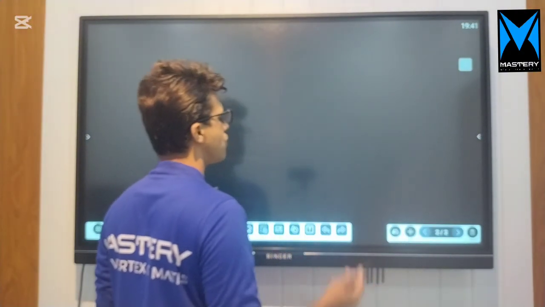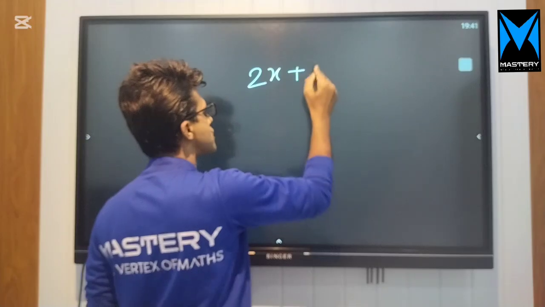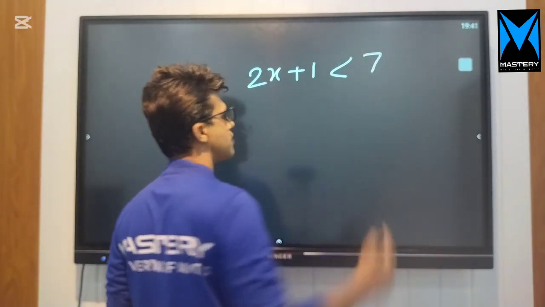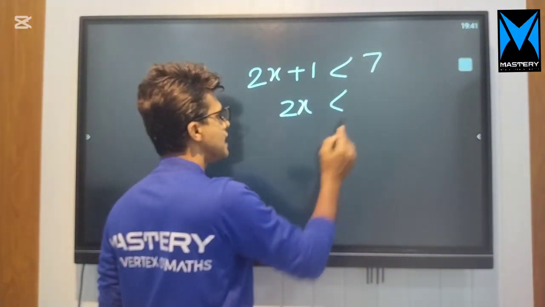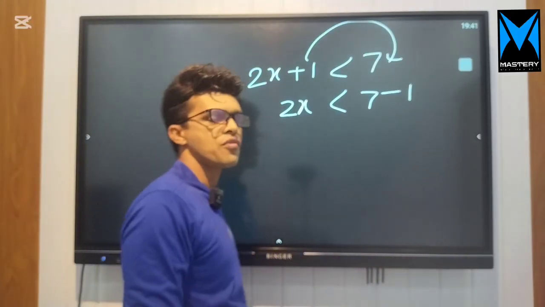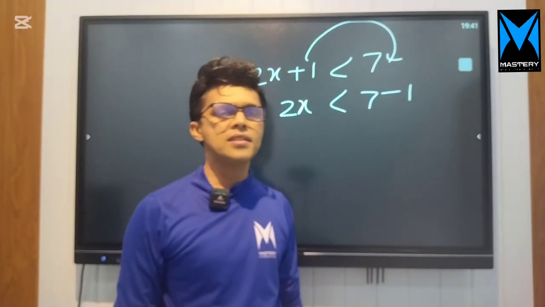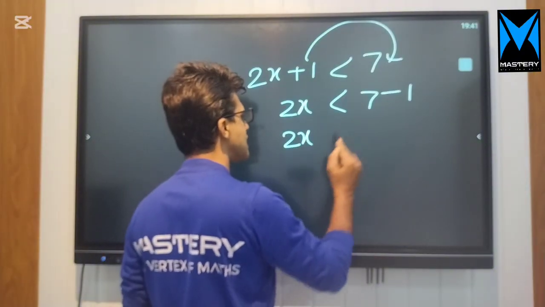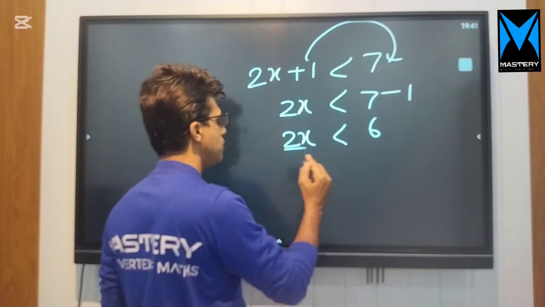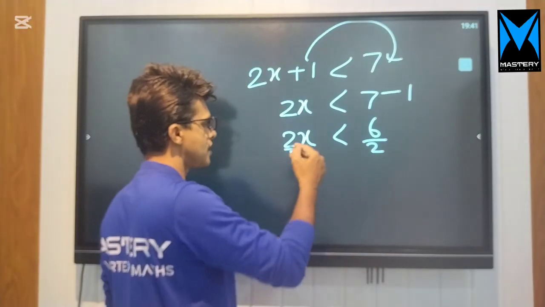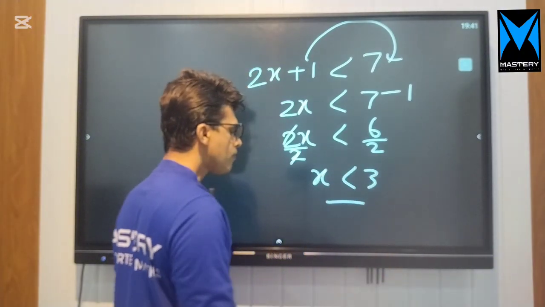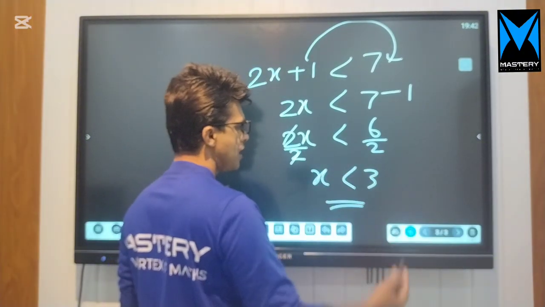How can I simplify this type of one? 2x + 1 < 7. Then 2x is less than 7, and plus 1 becomes minus 1. So we use the knowledge of equations to simplify this inequality. So 2x is less than 7 minus 1, which is 6. Again, you could divide this inequality by 2 on both sides. So 2 and 2 can be cancelled out, and 6 upon 2 is 3. This is the way of simplifying this type of inequality.